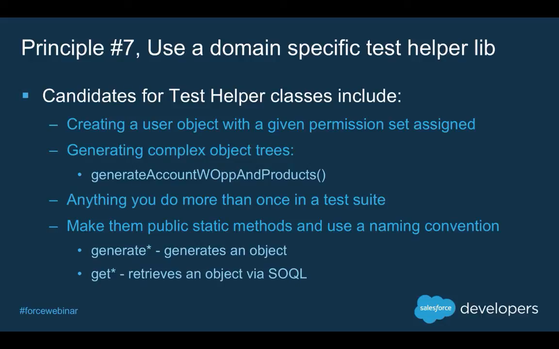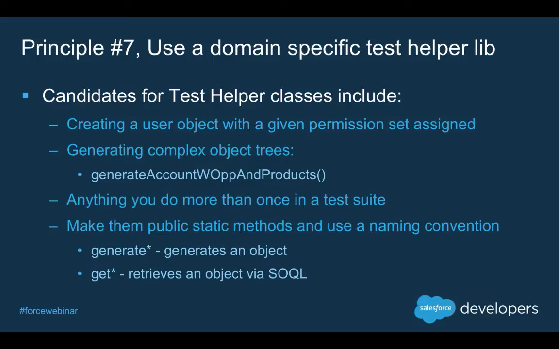You can also use this as a sort of a place to build composition methods. So if you need to grab a complex object tree for your test, say you need an account with 5 opportunities and each opportunity has to have 3 products on it, you can create a method called generate account with opportunity and products and have that call the test factory the correct number of times to provide you an account, and then attach opportunities to that account and attach products to those opportunities. So you can call one method, have it roll this all up, and give it back to you.